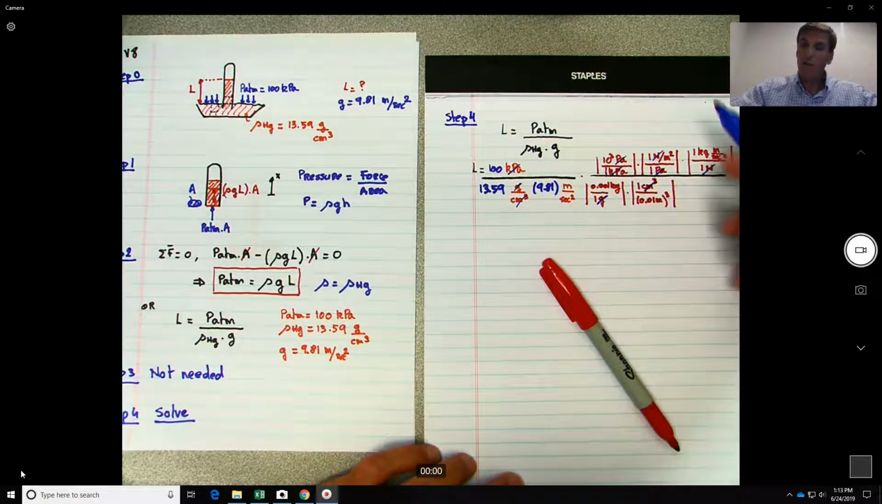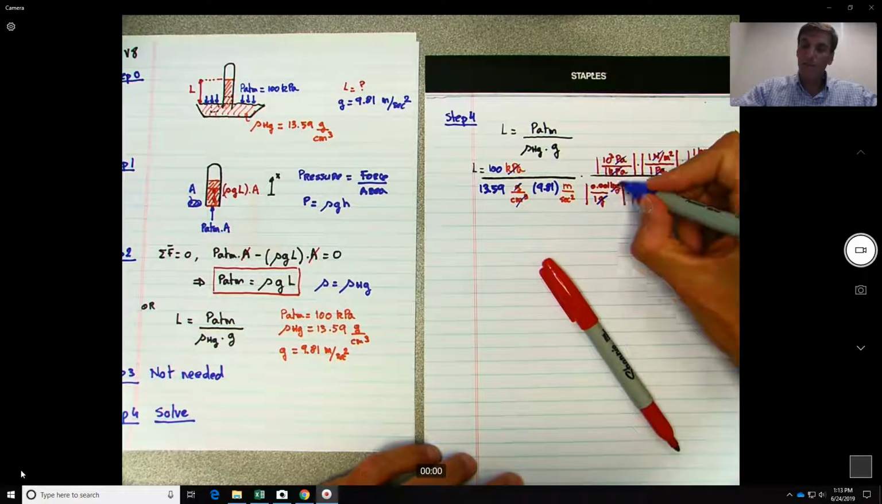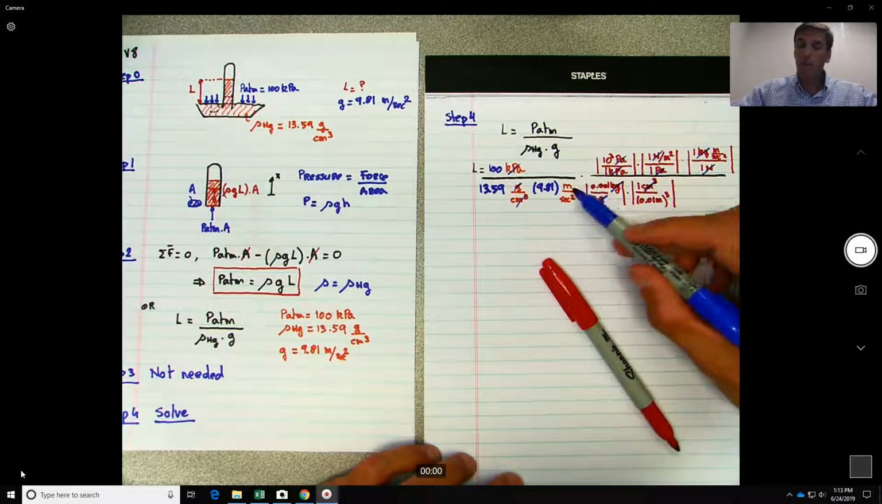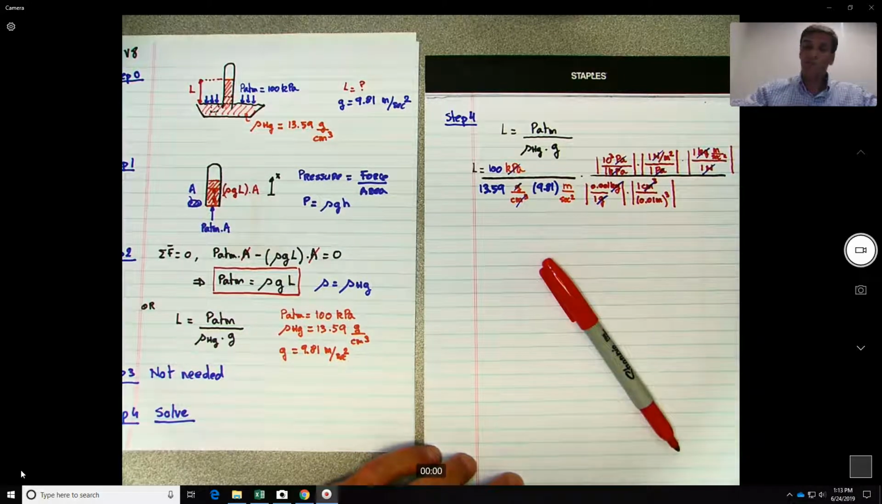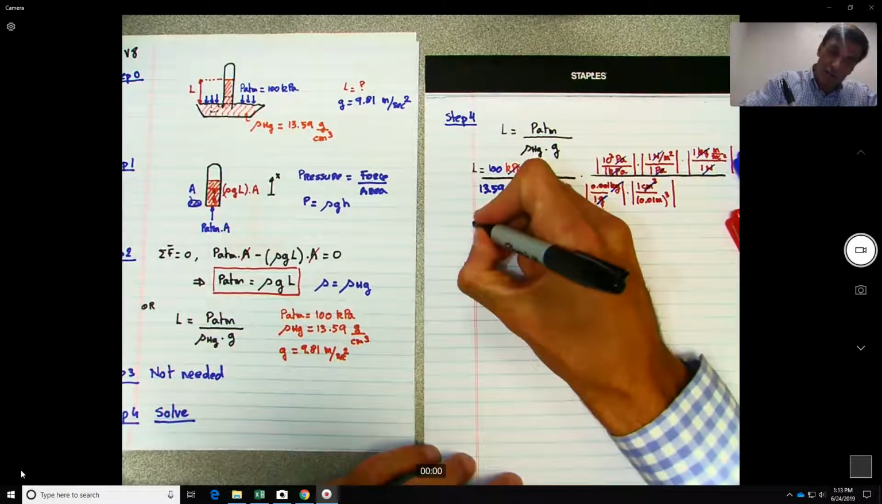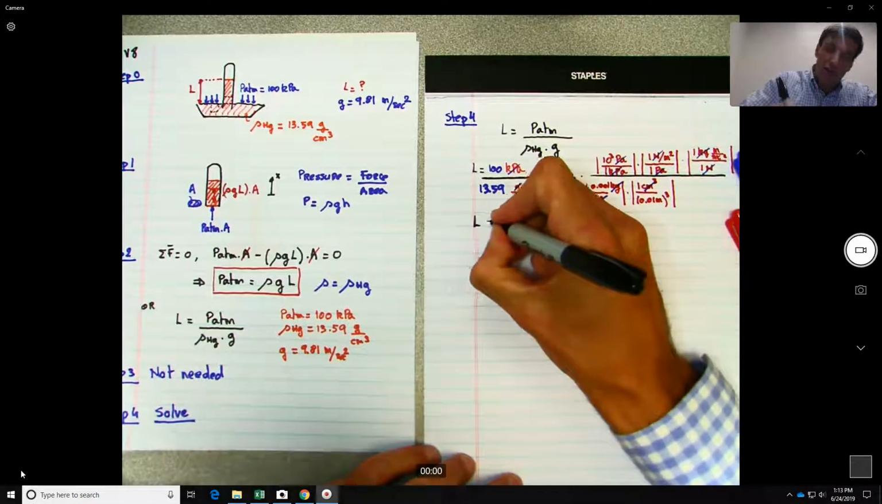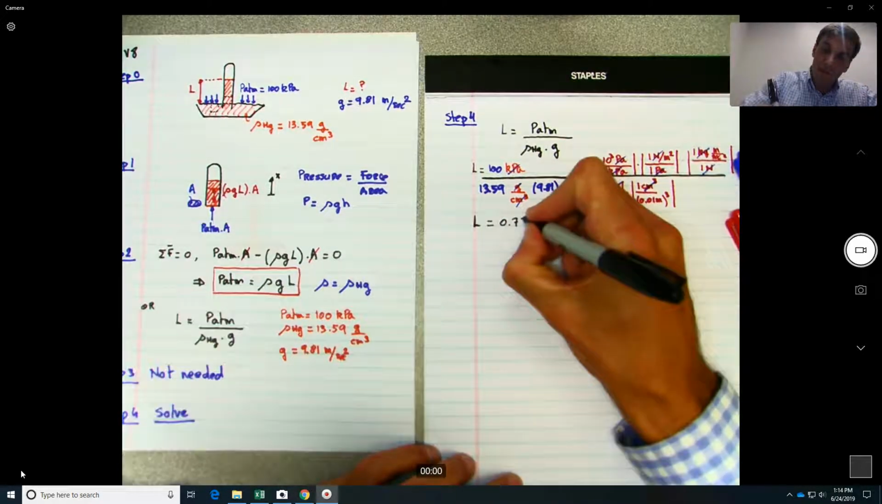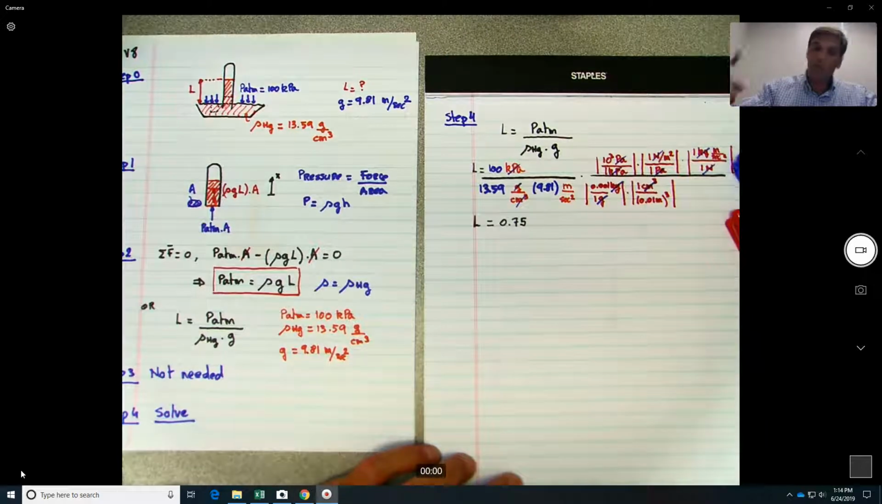Okay, so this kilogram would cancel also with this one. So we have cubic meters divided by meters here and this meter. So we ended up with units of meter, which is good. Okay. So if you do this calculation, this will be equal to 0.75 meters.